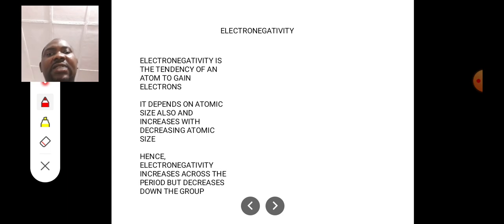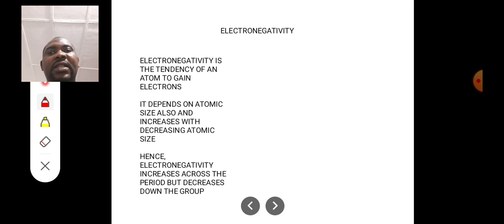Now, electronegativity is the tendency of an atom to gain electrons, the ability or tendency of an atom to gain electrons. And it also depends on atomic size, and it increases with decreasing atomic size. The same thing with electron affinity. So hence, electronegativity increases across the period but decreases down the group.